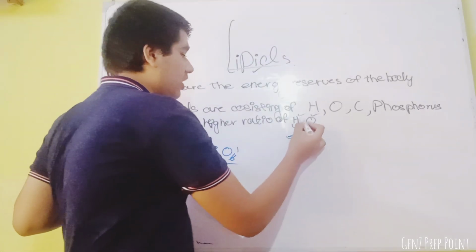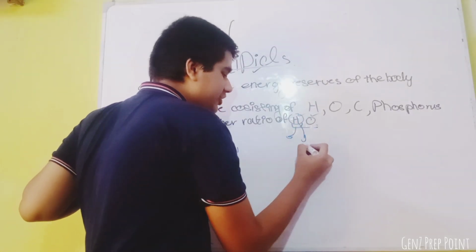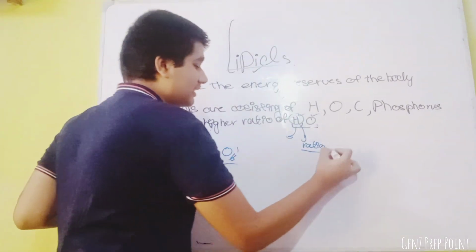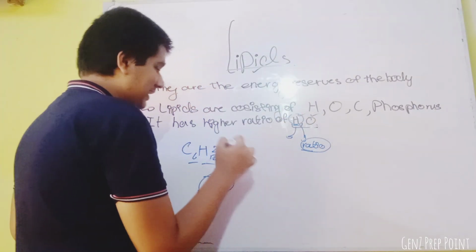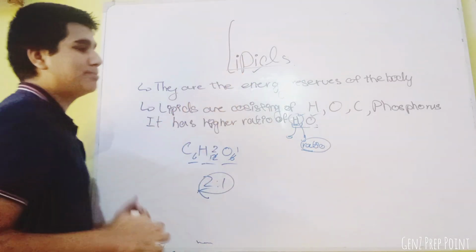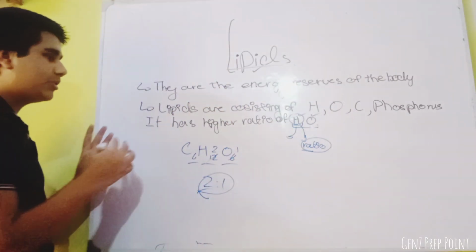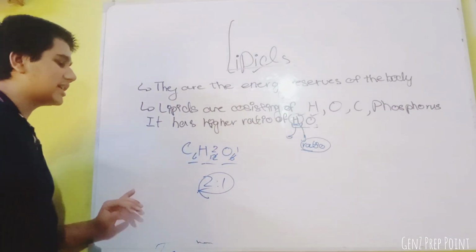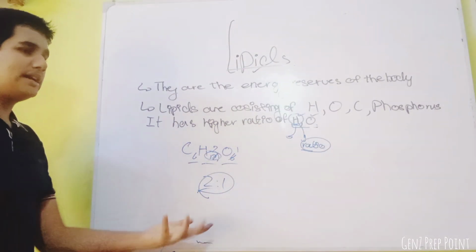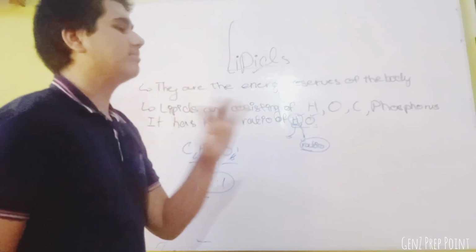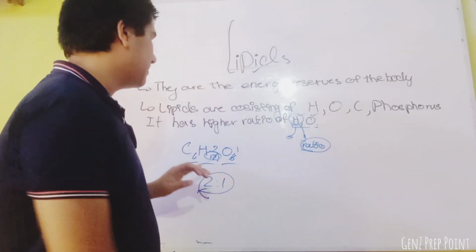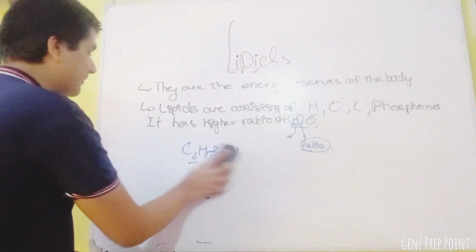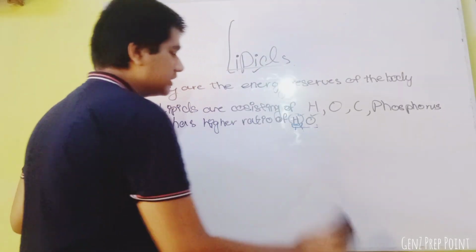But the ratio of hydrogen in lipids is much higher than in carbohydrates. I will be explaining how many hydrogens there are. Here there are 12, but in lipids there are hundreds, many hydrogen atoms compared to carbohydrates. So this is all the definition stuff. Now let's move on to the theoretical stuff.